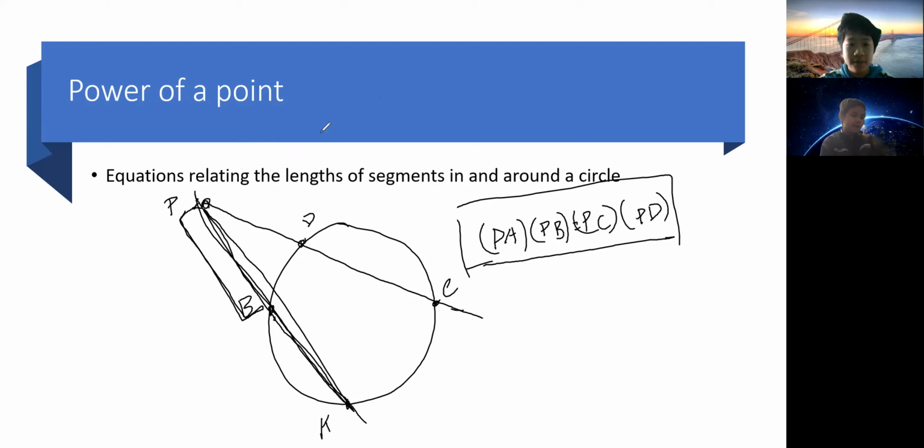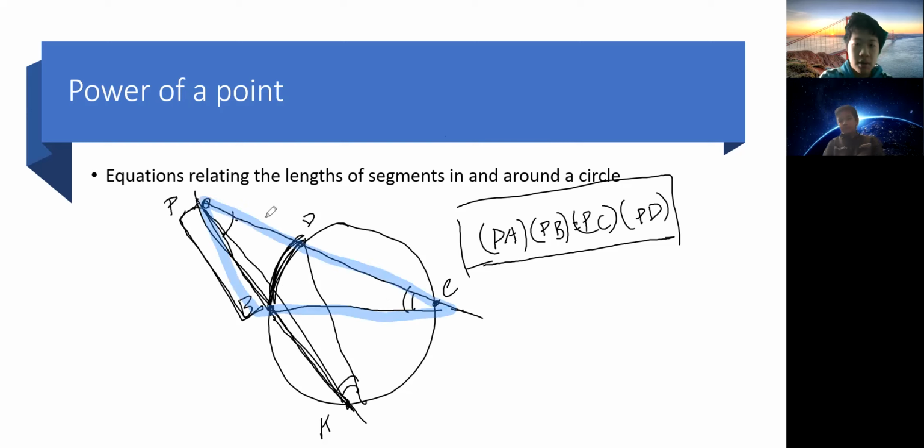The proof for this one is very, very similar. We're going to draw these two lines. These two angles are congruent. Why? Because they cut out the same arc. They both cut out the arc BD right here, which means that these two angles are congruent, and they all share this angle. So we have these two similar triangles now. This one and this one. Two similar triangles.